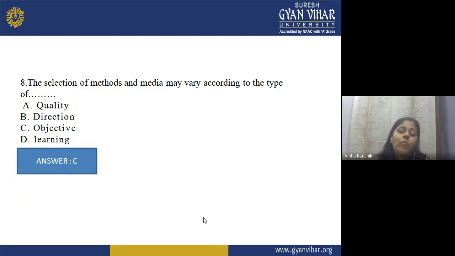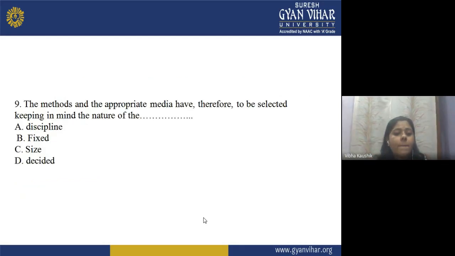As a teacher, my objectives can vary, and according to the framing and construction of the objective, I can select any method and media. My main objective will be to achieve those objectives. The methods and the appropriate media have therefore to be selected, keeping in mind the nature of the dash: discipline, fixed, size, decided.